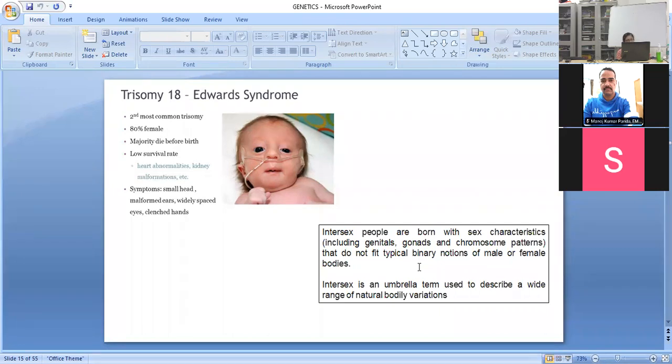Intersex people, again a category, are born with different sex characteristics, neither male nor female. In between, they'll show characteristic features of both sexes. And this we can use as an umbrella term, a broad term that will encompass many body variations of both males and females.